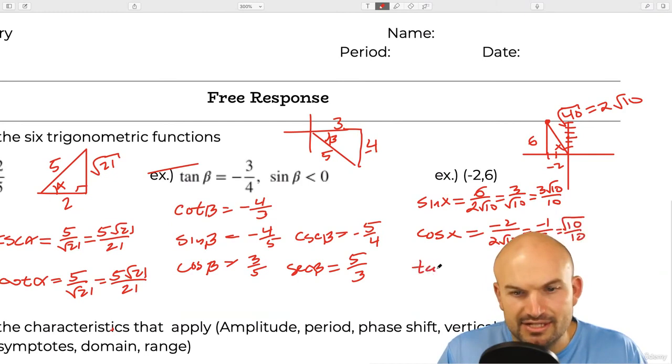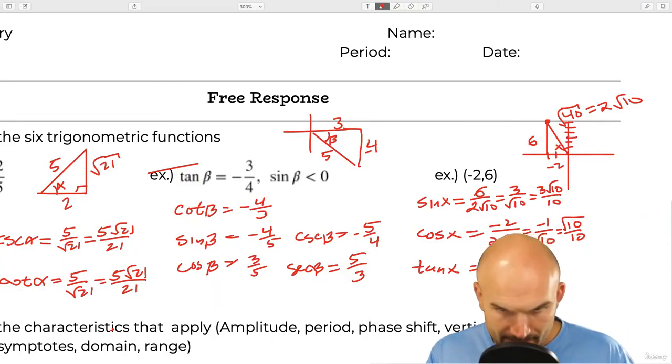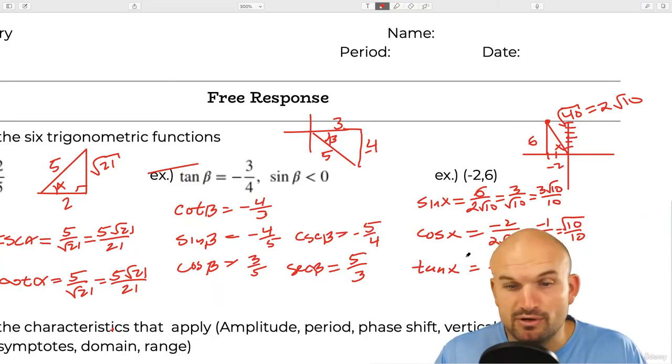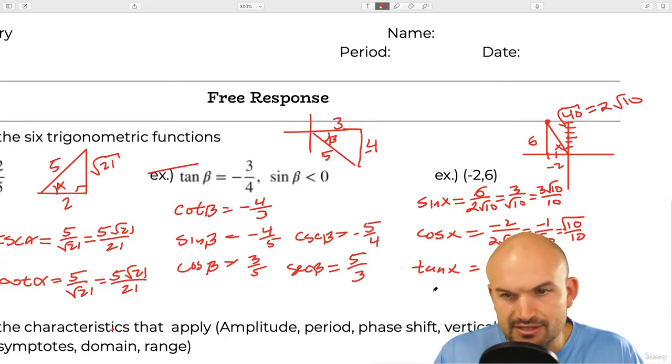And then we have the tangent of x, which is opposite over adjacent. So that's going to be 6 over negative 2, which equals negative 3. All right, so now let's go into the reciprocal functions. I'm a little bit low on space, so I'll just put them here.